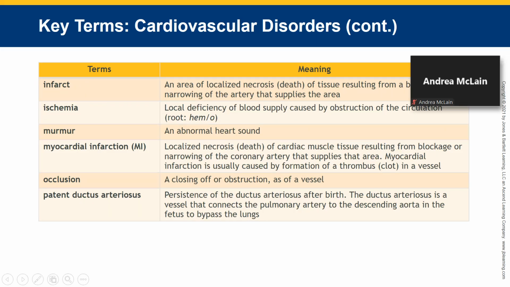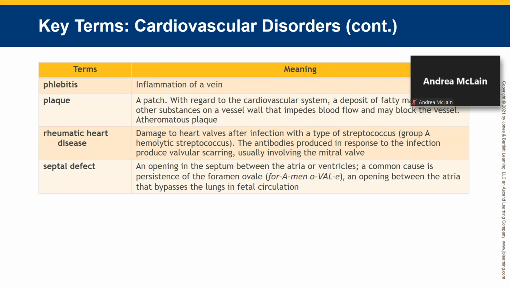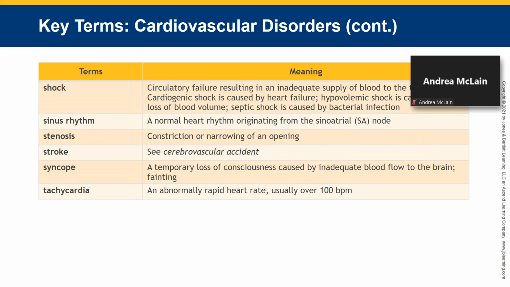We didn't talk too much about patent ductus arteriosus. This is a defect in the pulmonary artery. So it will affect the blood flow in a young baby. Rheumatic heart disease. This is what we just talked about, group A strep. Let's see, septal. Okay, we talked about that.